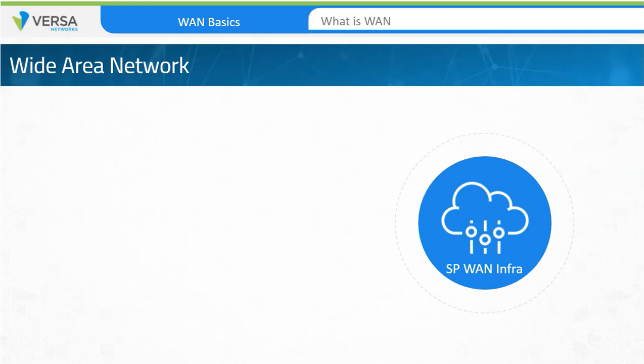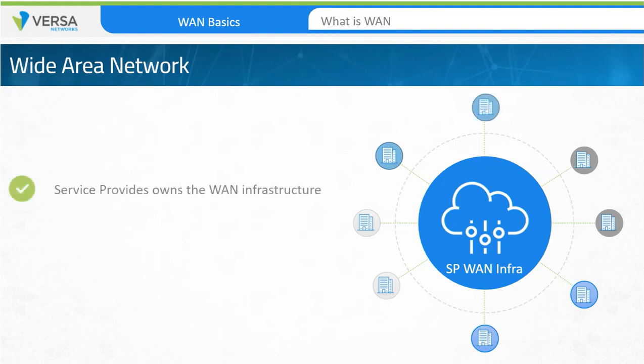To start, we'll look at the Wide Area Network, or WAN. The WAN is a network system that connects 2 or more distributed networks together. The service provider owns the WAN network and provides access to it as a service to the customer.